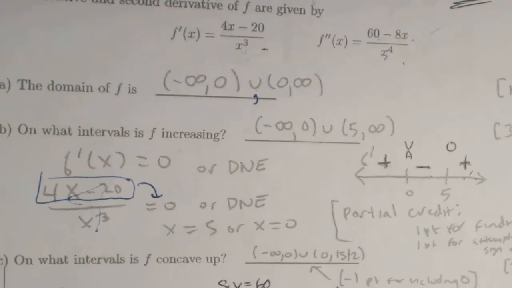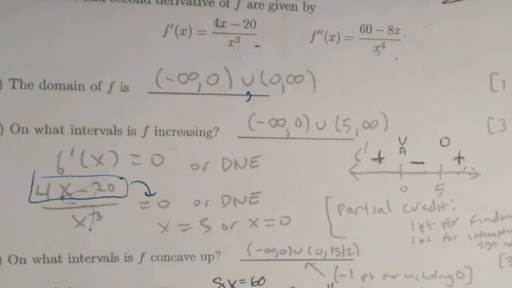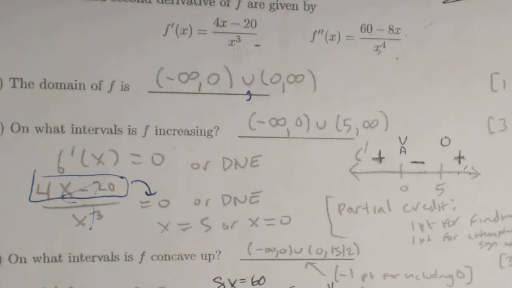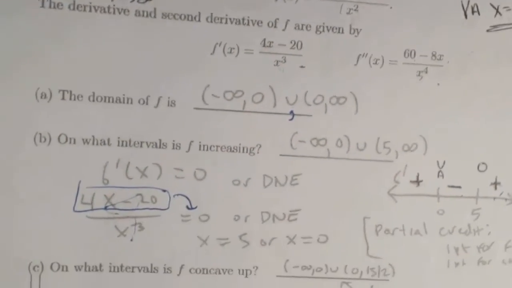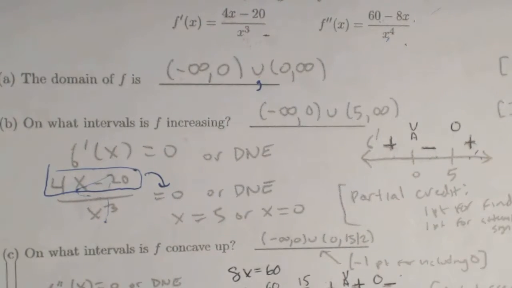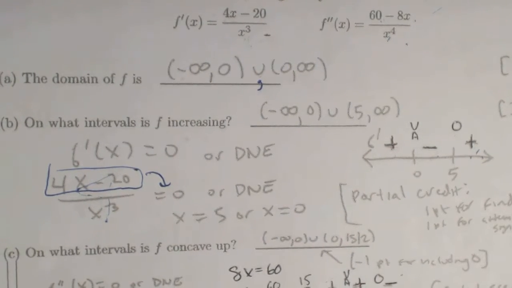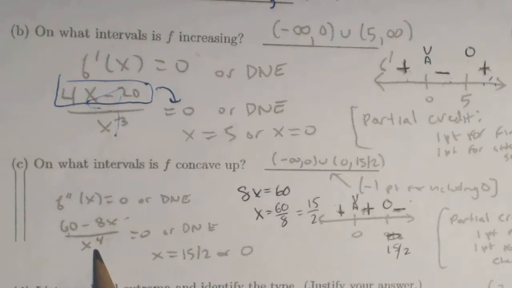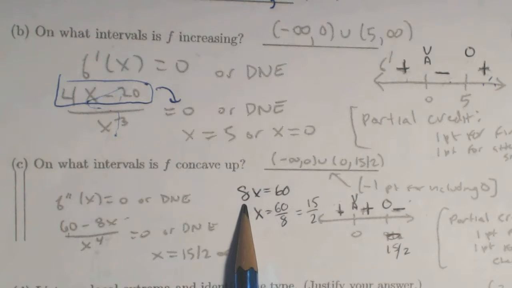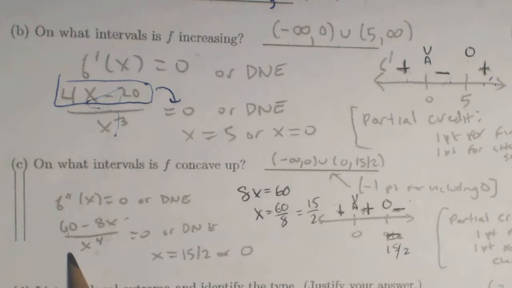Okay, what's left for us here is the concavity question. Concavity is based upon the second derivative. Second derivative is shown up here. It's also written down here, so I'll just point to it in the lower section. It's that 60 minus 8x over x to the fourth. Well, this is a nice one to work with because, for one thing, the denominator is always going to be positive. Okay, so we need to know when is it undefined or when is it 0.